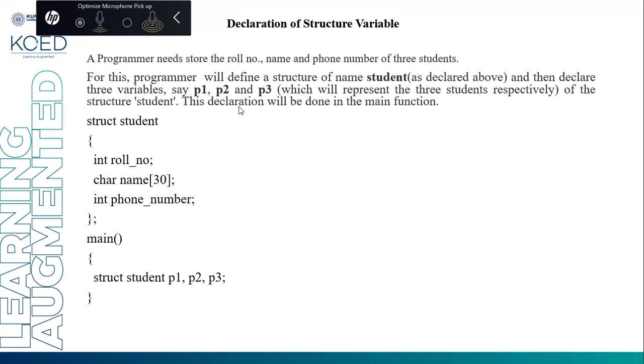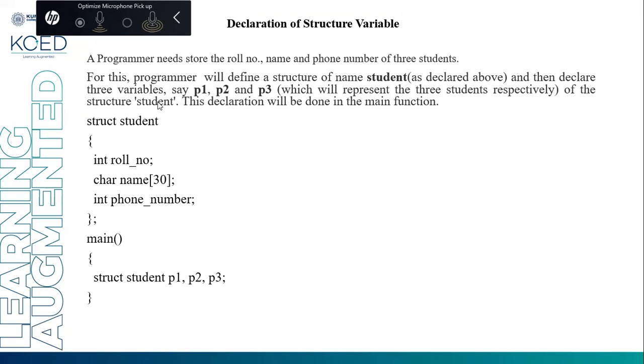How to declare a structure variable? If you want to declare it in the main, you have to give the struct keyword. Student is the structure name, followed by variables P1, P2, P3. So three structure variables, and each variable contains three members: roll number, name, and phone number. This is a structure variable declaration.